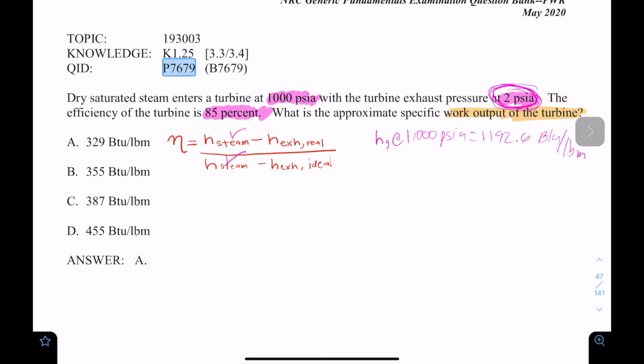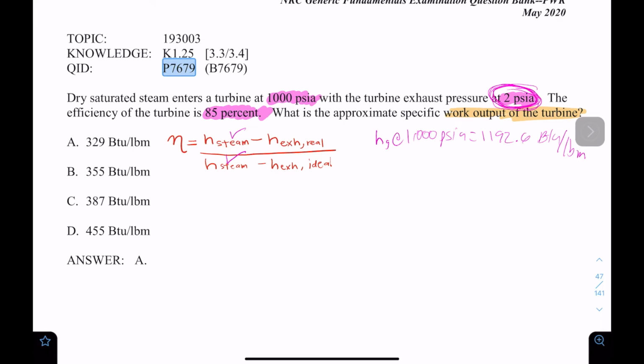So one of the things that I need to do, and that is very important to use in here, is my Mollier diagram. I cannot show the Mollier diagram, but I have my Mollier diagram here.